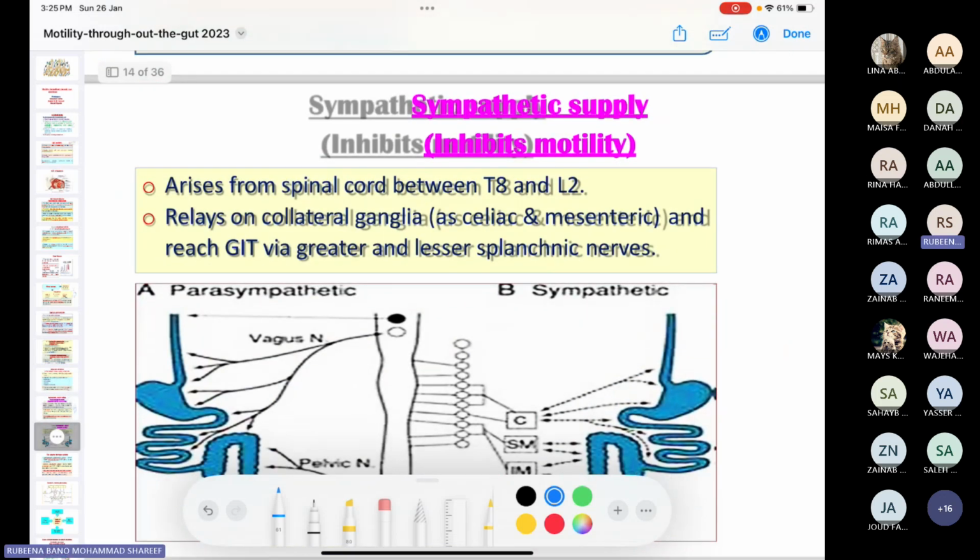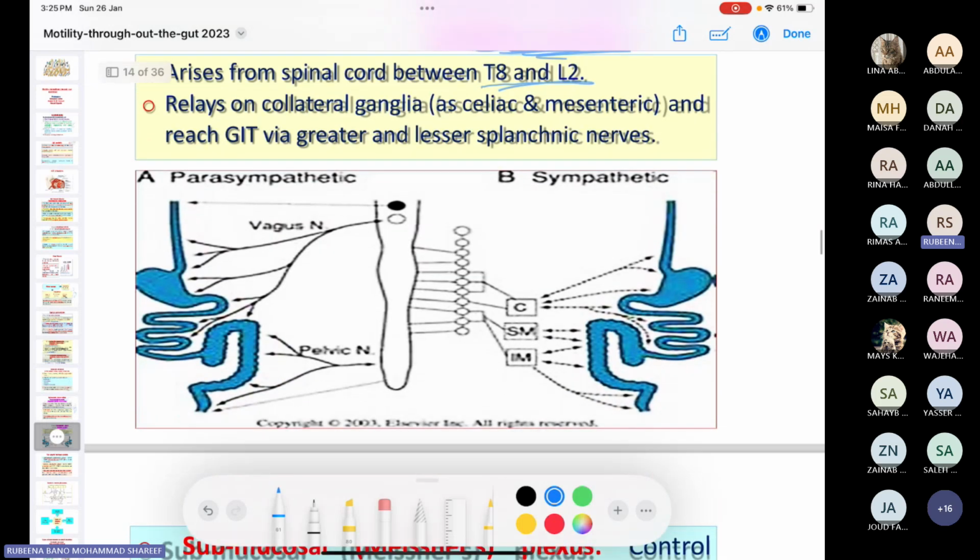Now, moving on to the sympathetic supply. As I told you that it is inhibitory to motility. Parasympathetic is stimulatory. On the other hand, this sympathetic is inhibitory, right? It arises from the spinal cord T8 to L2, as you can see in this picture. This is parasympathetic supply, okay? As I told you that it comes from the vagus nerve, from the medulla, and it will supply the esophagus, stomach, small intestine, and half of the large intestine.